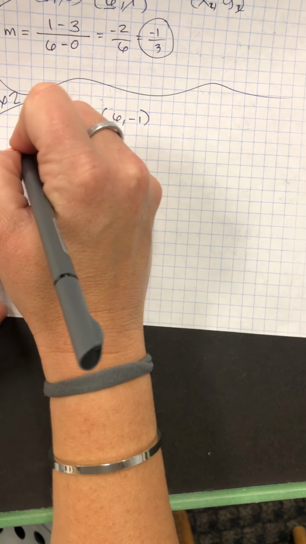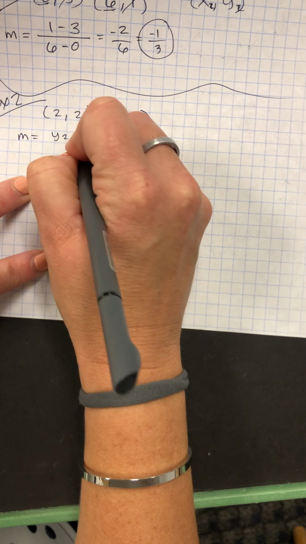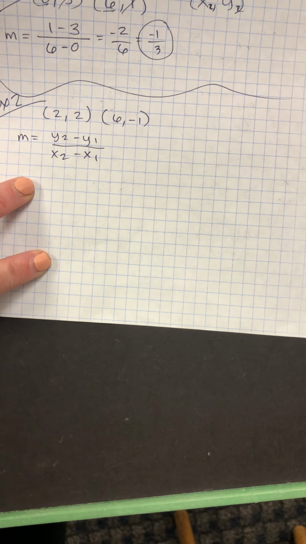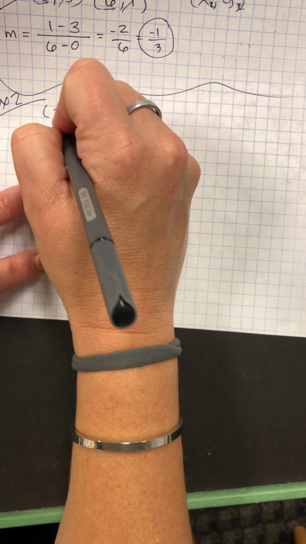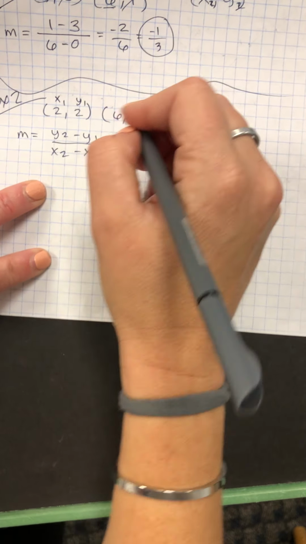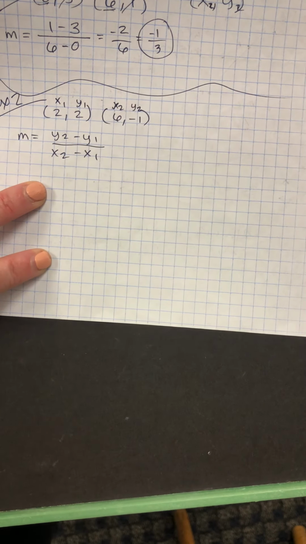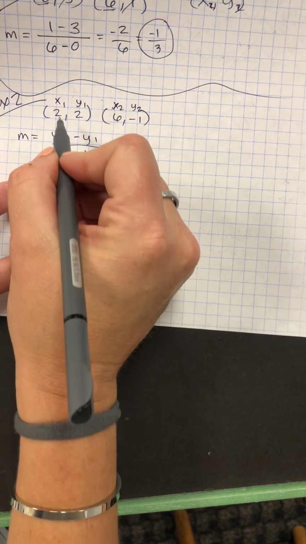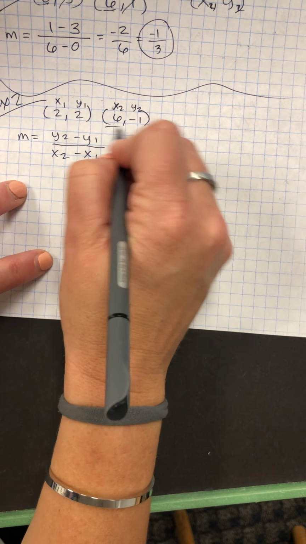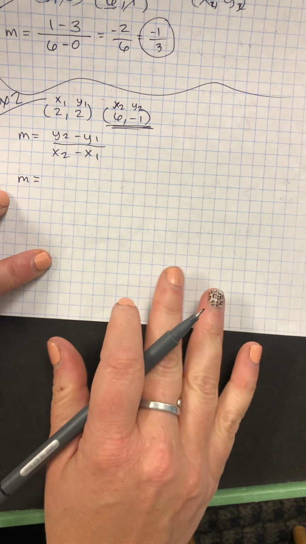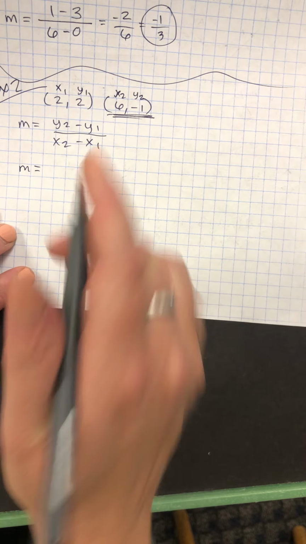Okay, so our formula, m equals y2 minus y1 over x2 minus x1. So I'm going to label them. My first point is the x1 and the y1 because it's the first point. My second is x2, y2 because that is the second point. When I plot them, the points from the second go first. Okay, so somebody help me build my equation.